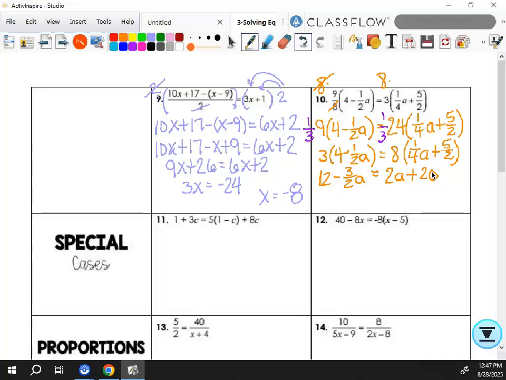Now, what could we do next? Can we get rid of the fraction? By multiplying by what? 2. And I say again, every single term. I now have 4 terms, so I have to do 2 times this one, 2 times that one, and it's probably not a bad idea to actually write it out like that so that you don't forget one, because that's where the mistakes come in. So now we have 24 minus, well, those 2's cancel out, that's why I did it, 3a equals 4a plus 40.